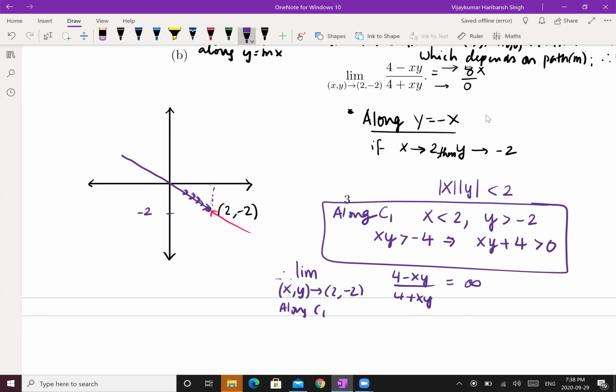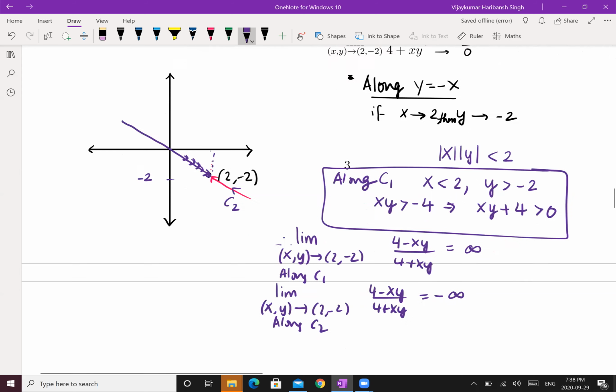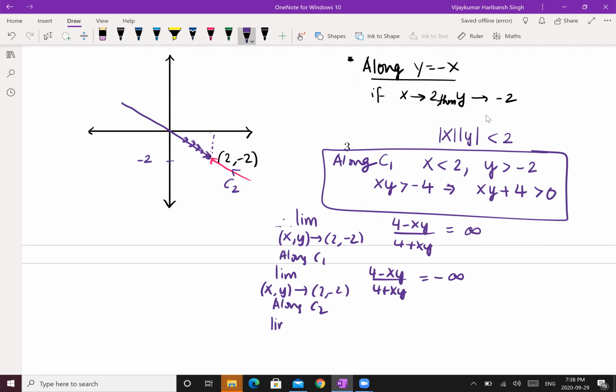Similarly, you can show that if this is your C2, the limit as xy goes to 2, minus 2 along C2 of (4 minus xy) over (4 plus xy): the denominator is negative, the top is still positive, so minus infinity. So in this case, we say the limit as xy goes to 2, minus 2 of f of xy does not exist.